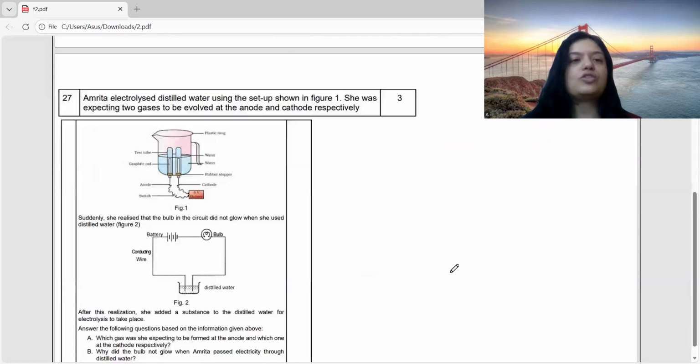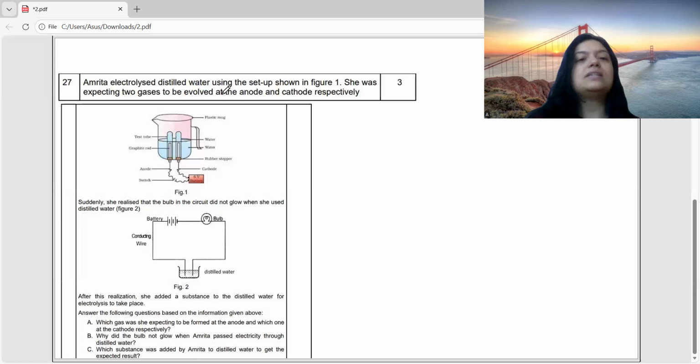Okay, let's go to the next question. Amrita electrolyzed distilled water using the setup as shown in the figure. She was expecting two gases to be evolved at the anode and cathode separately, respectively. I hope you can see the diagram and you can understand which process is going to take place here. This is electrolysis, and electrolysis of water. Suddenly, she realized that the bulb in the circuit did not glow when she used distilled water. After this realization, she added a substance to the distilled water for electrolysis to take place. Answer the following questions based on the information given above.